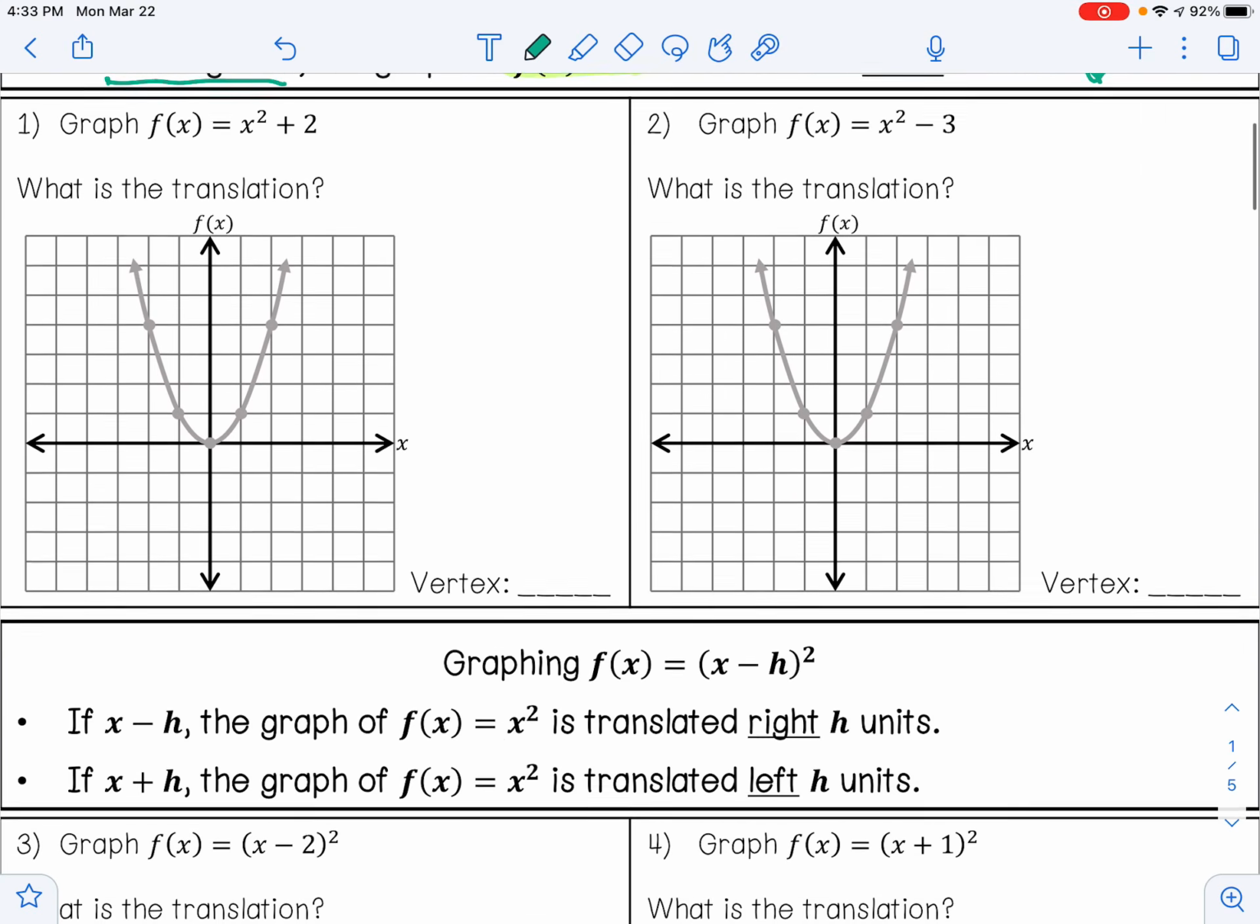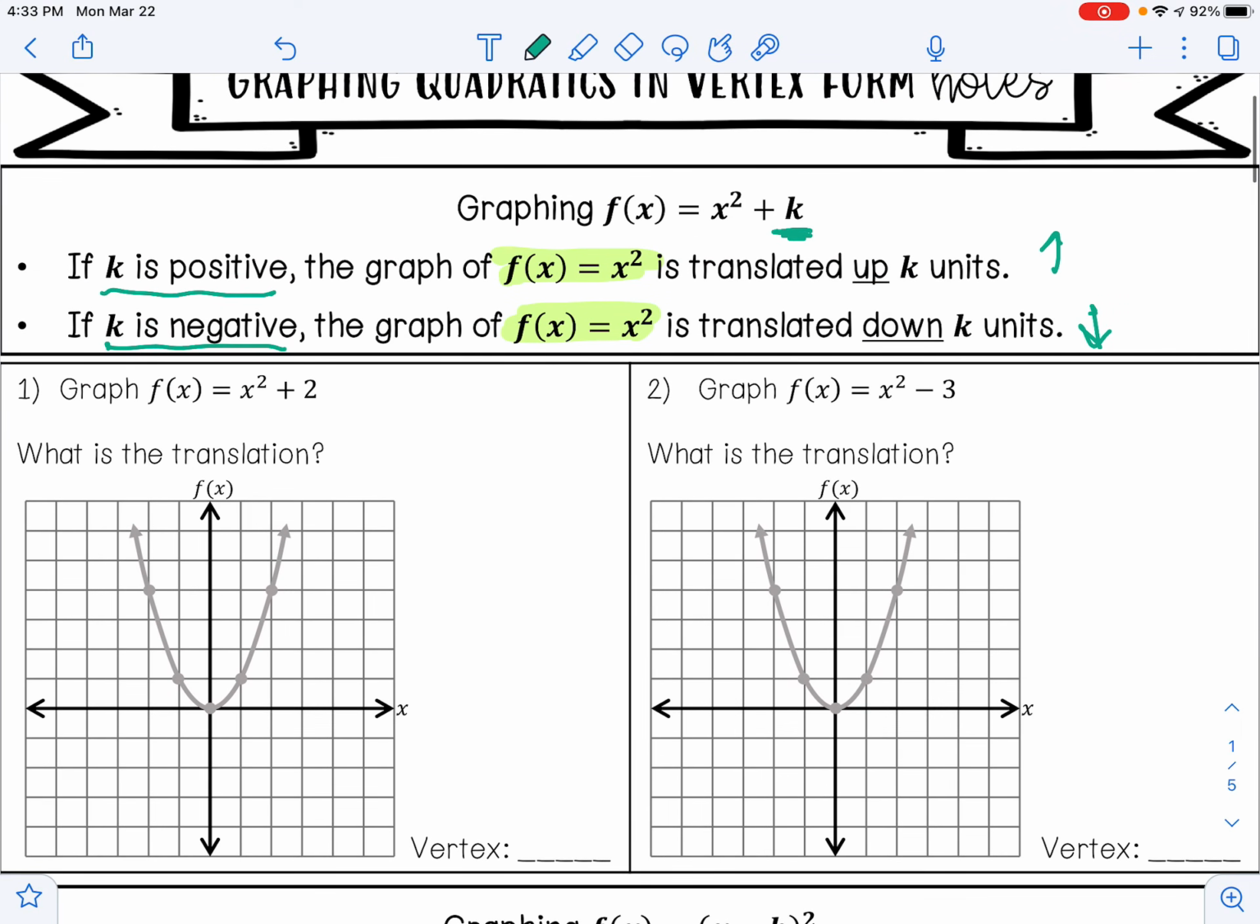So if we look at example 1, it says graph f of x equals x squared plus 2. What is the translation? Well, this plus 2 on the end tells me that I'm going up 2 units from the parent function. So you can see that the parent function is graphed here in gray. And to graph my new function, all I'm going to do is move each of these 5 ordered pairs up 2 units. So I'm just going to move each one of these points up 2.